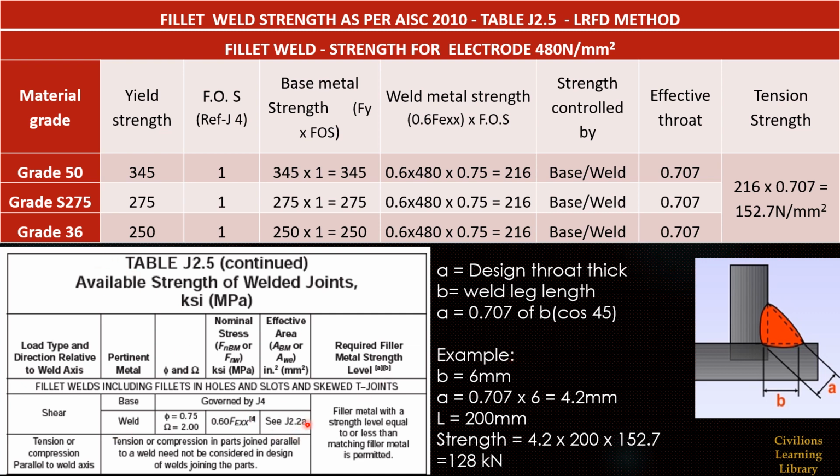So all formulas are here, and all these factors of safety and values are calculated based on this Table J2.5. Here the headings are also given: fillet welds including fillets in holes and slots and skewed T-joints. For shear, they given base, it should be governed by J4. From J4 only we took this factor of safety, and for weld we are using these factors of safety. And tension or compression parallel to weld axis also. Here they given the note: tension or compression in parts joined parallel to a weld need not be considered in design of welds joining the parts. If it is parallel, generally it won't carry the load also.